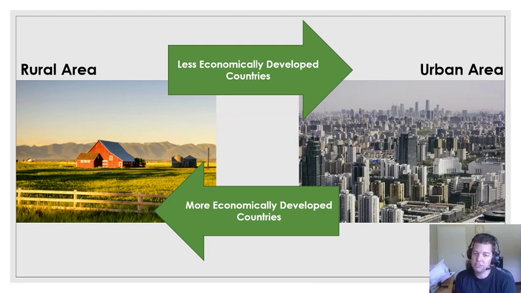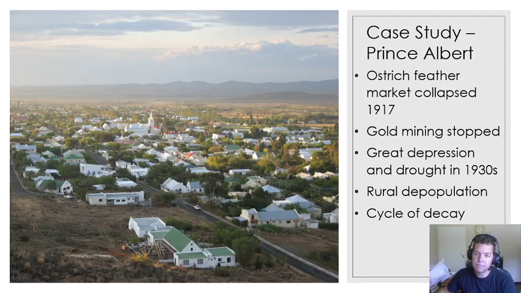So people are actually trying to escape the hustle and bustle and the messy city life, and they are attracted to the calm, peaceful rural living. So that's just an interesting trend we find across the LEDCs, the less economically developed countries, and the more economically developed countries. You find the migration is in the opposite direction.